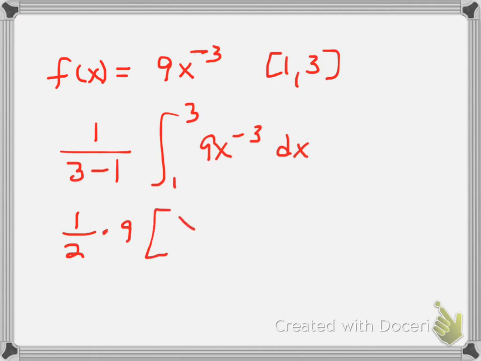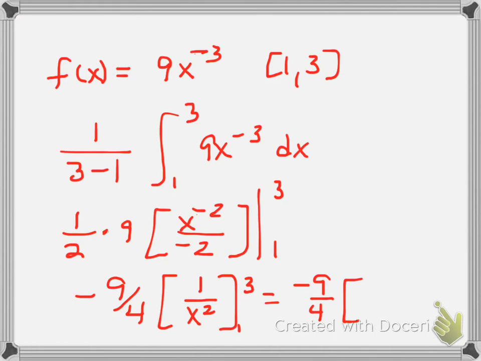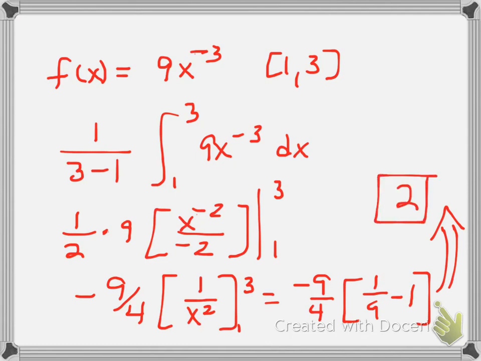Integrating x to the negative third, so x to the negative second over negative 2, and then evaluating that from 1 to 3. So again, keeping in line with just taking the constants out, looking at this in a more efficient manner, we're dealing with negative 9/4 times 1/9 minus 1. So your final average value here should equal, nice and neat, 2.